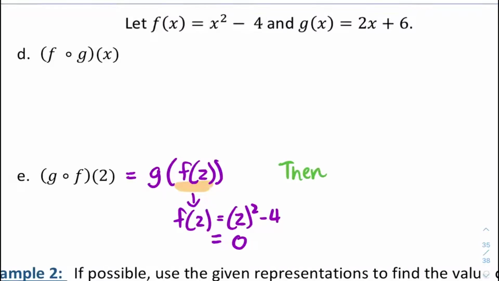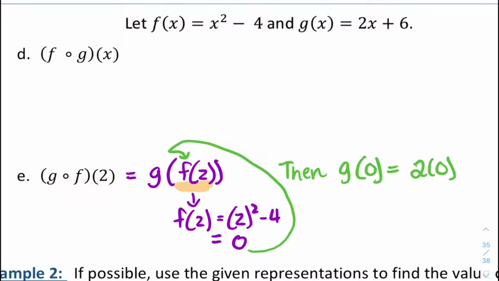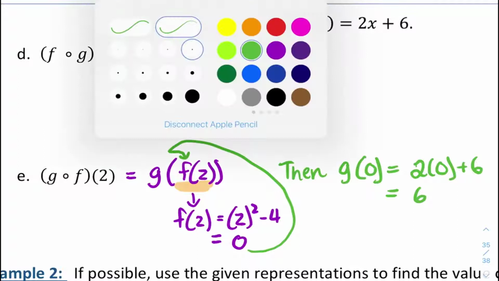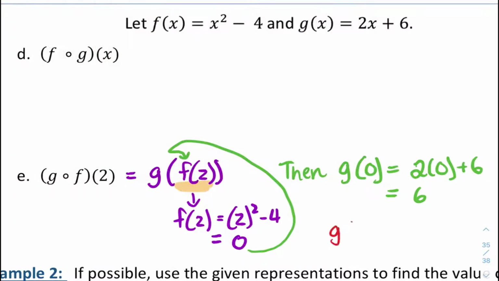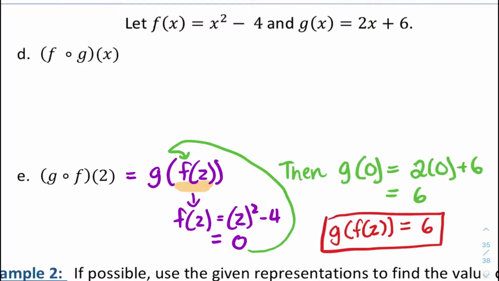And then if I take that result that I got from doing f of 2 and now plug it into my outside function, which is g, if I plug 0 into 2x plus 6, I'll have 2 times 0 plus 6, which is just going to get me 6. So our end result, g of f of 2, is equal to 6.